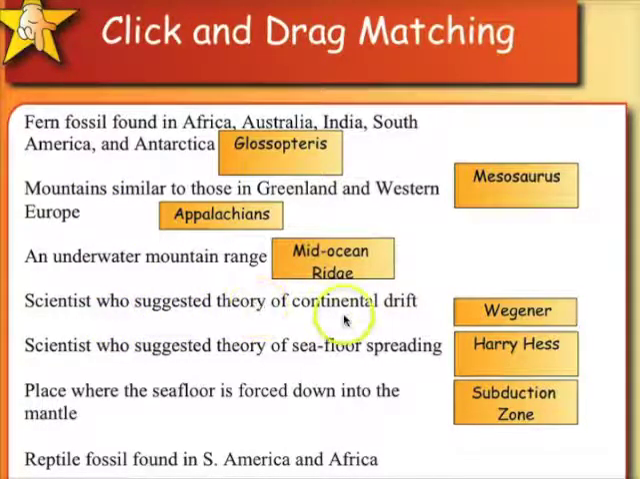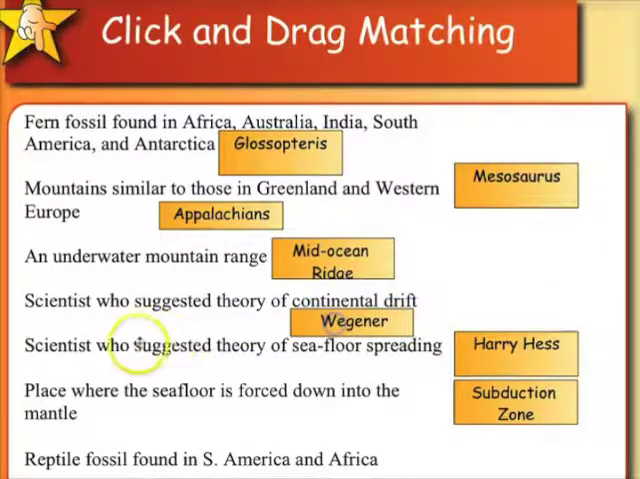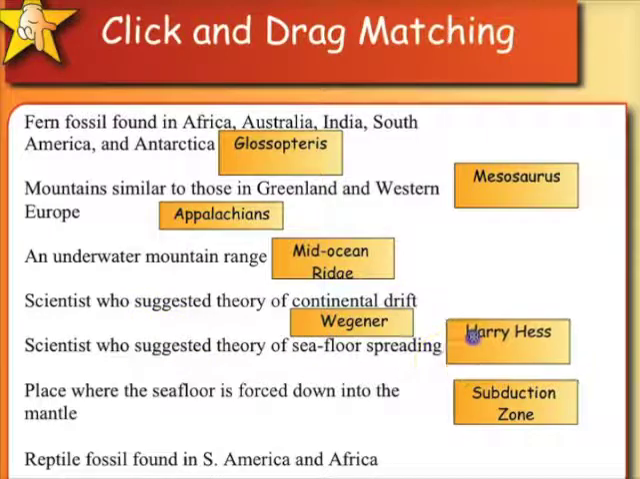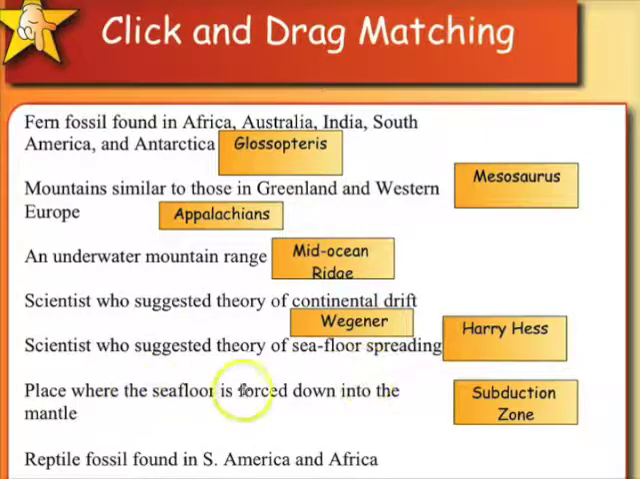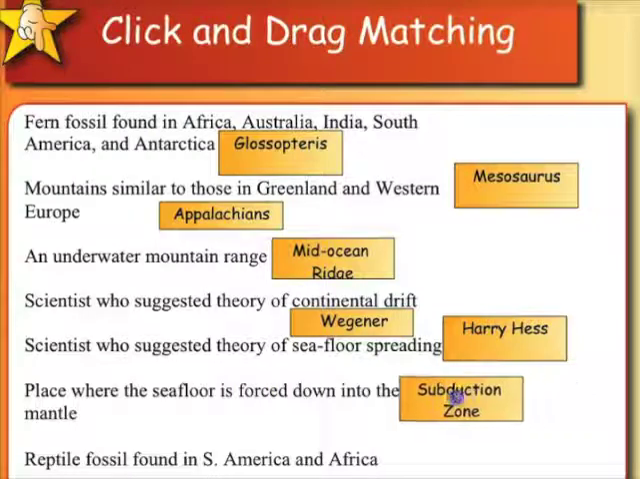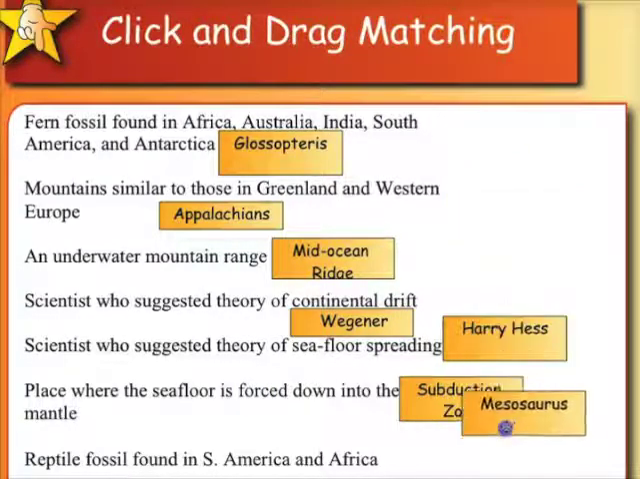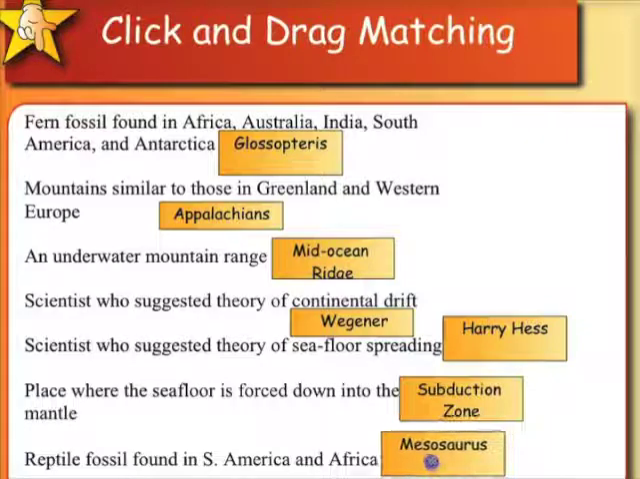The scientist who suggested the theory of continental drift is Wegener. The scientist who suggested the theory of seafloor spreading is Harry Hess. The place where the seafloor is forced down into the mantle is your subduction zone. And fossils found in South America and Africa, the reptile fossil, that's your Mesosaurus. Now, I put both Wegener and Harry Hess on the slide, and they're going to be on another slide in a different review, just because you need to keep these two straight. What I found in looking at Schoology and the quizzes that we took is that people are still getting these two guys mixed up.